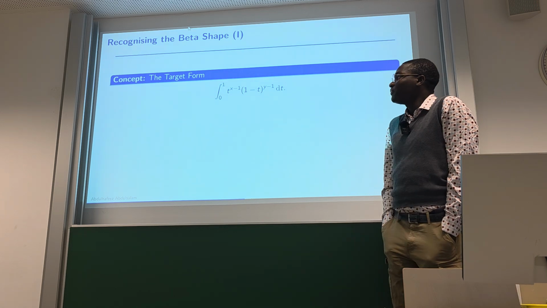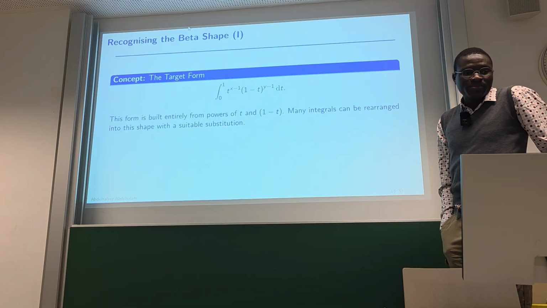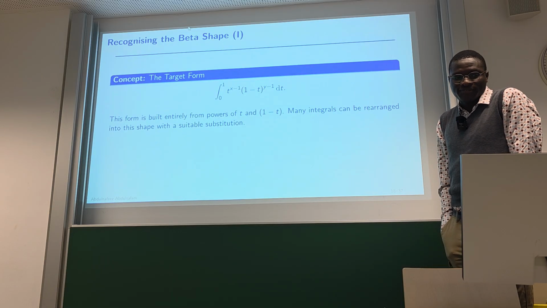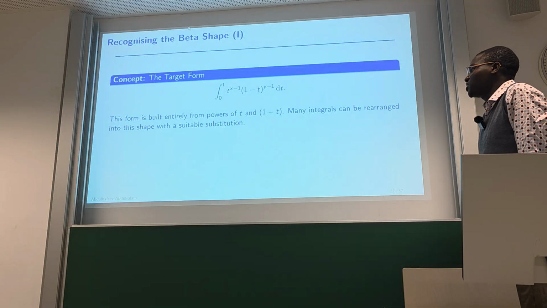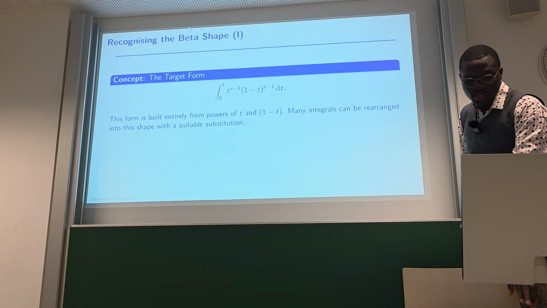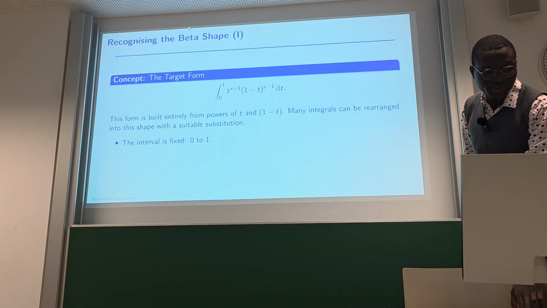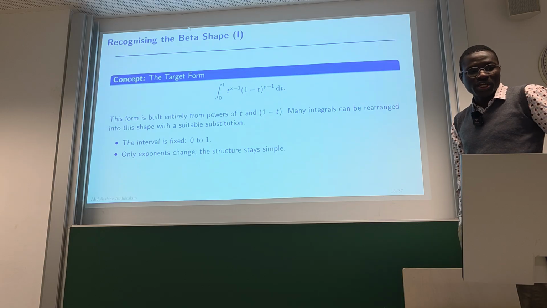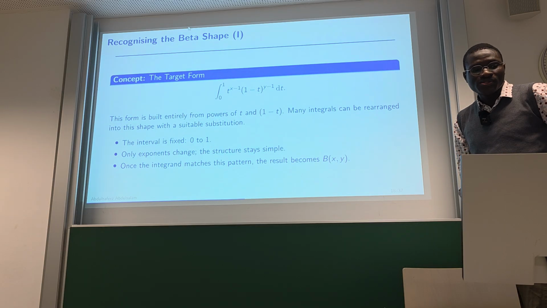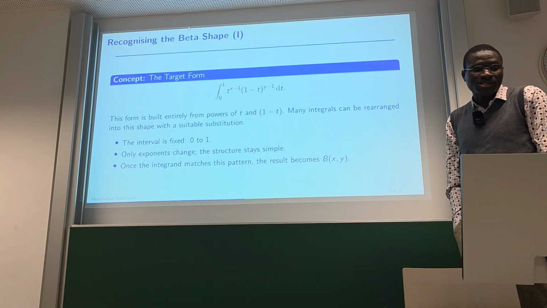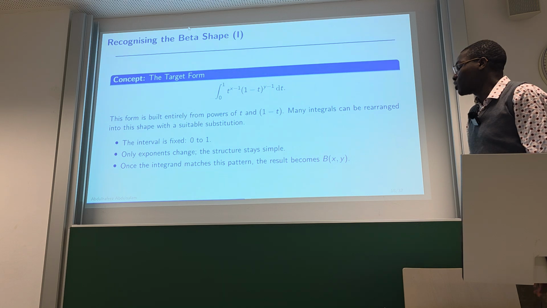Recognizing the beta shape. So this is the target form. This form is built entirely from powers of t and 1 minus t. Many integrals can be rearranged into this shape with a suitable substitution. The interval is fixed, 0 to 1. Only exponents change. The structure stays simple. Once the integrand matches this pattern, the result becomes beta(x, y).